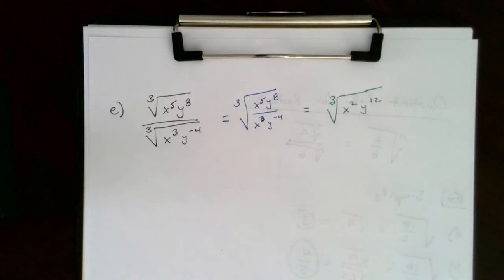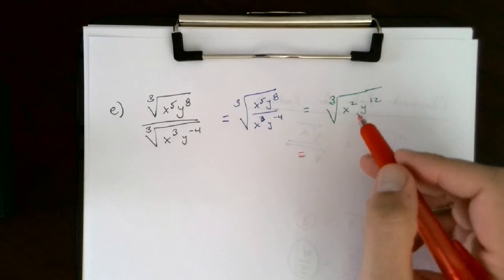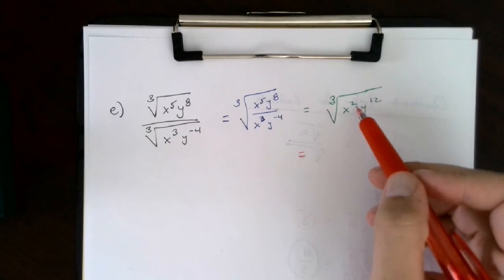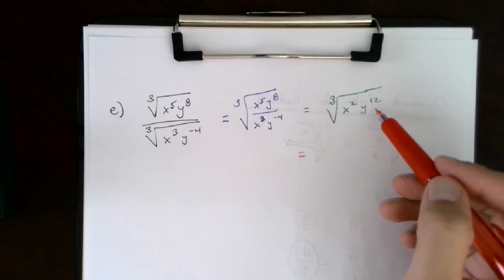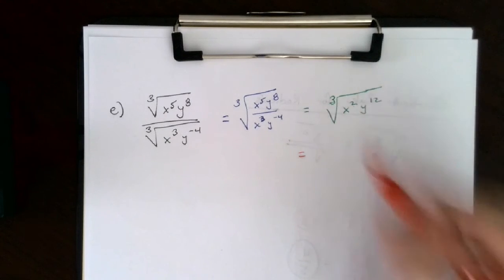And now we'll go to simplify this. If I'm simplifying this here, is this a perfect cube inside of my radical? Well, x to the 2nd power is not a perfect cube. You can tell that because the power is not divisible by 3. Y to the 12th is a perfect cube. So remember how we do this. Unless this whole thing's a perfect cube, we can't just evaluate it right away.